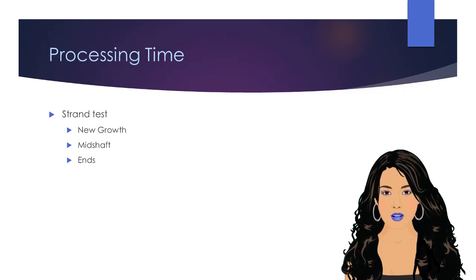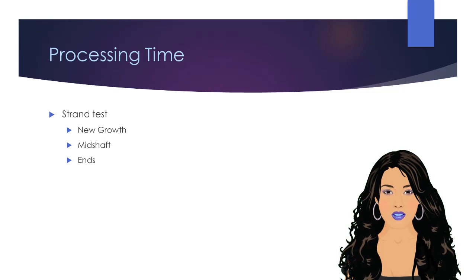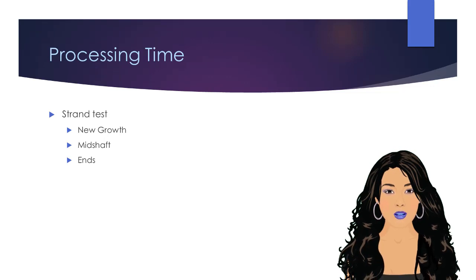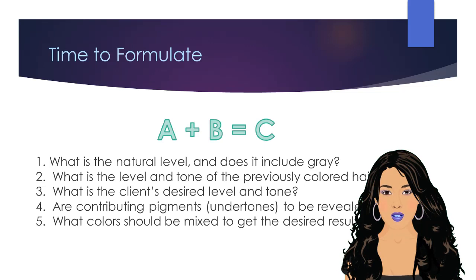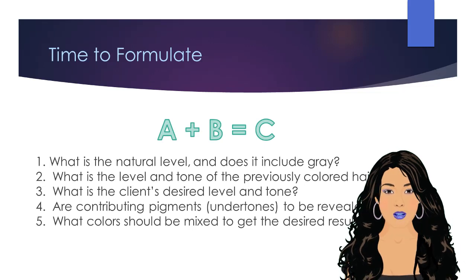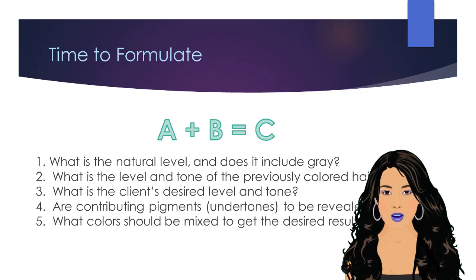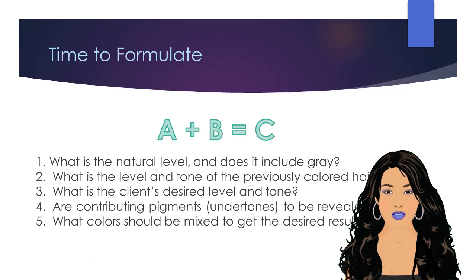How much time will the hair color take to process? This question will be answered when you perform the preliminary strand test. So while there may only be 5 key questions, pay attention to the details in each of those questions and ensure that all are answered thoroughly in order to establish a well-designed hair color process.